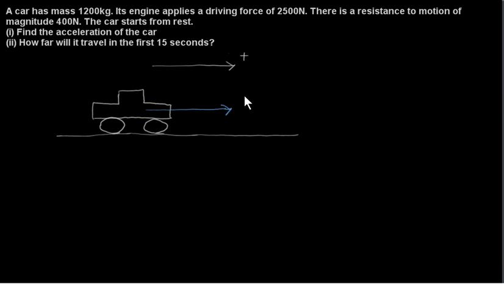So I'll call this vector D. So D is going to be plus 2,500. I'll put in the plus sign to emphasize the direction. There are only two directions in this problem, positive and negative.